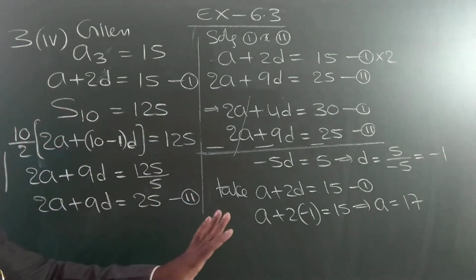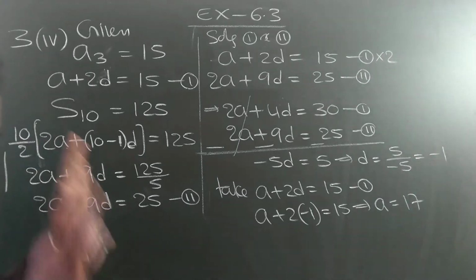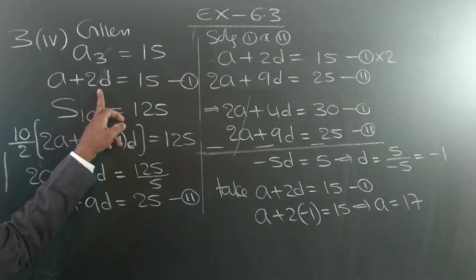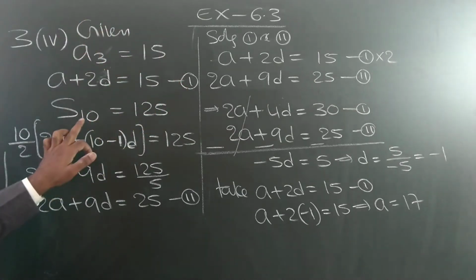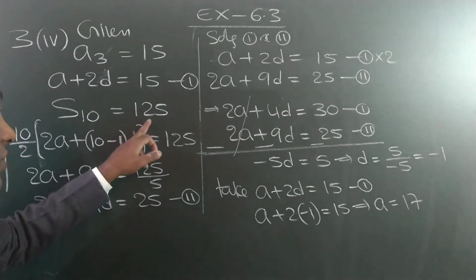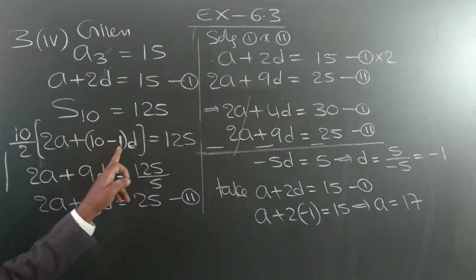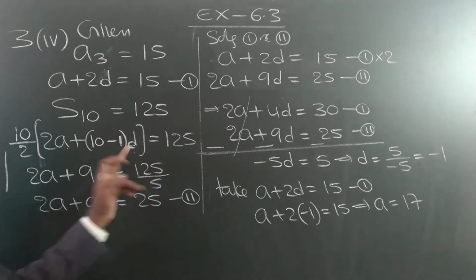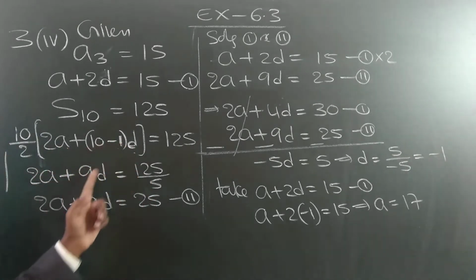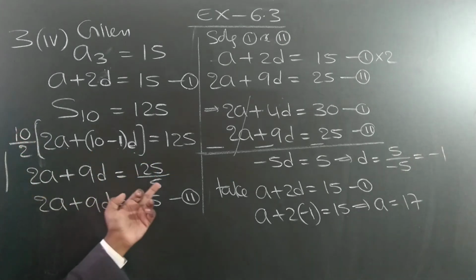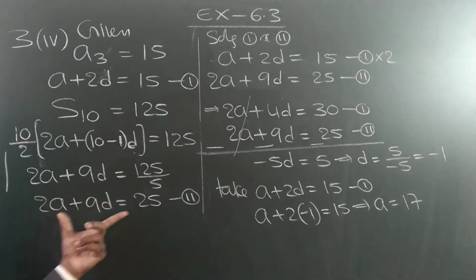See, very simple. No need for understanding, it is just directly given. The third term is given: the third term formula is a plus 2d, the first equation. The sum to 10 terms is given. The sum to n terms formula is n by 2 into 2a plus n minus 1 into d. This is 2a plus 10 minus 1, 9d, is equal to 125. 10 by 2 is 5. That 5 goes to the other side as the denominator, and 125 by 5 is 25.